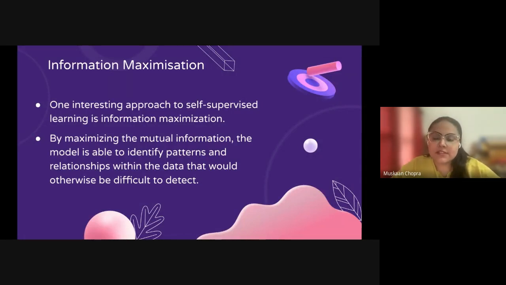Now, why do we maximize the information? The maximization of information leads to the identification of patterns and relationships within the data that would be otherwise difficult to find. This approach has been applied successfully to natural language processing before, and now it is showing promising results on computer vision tasks as well.